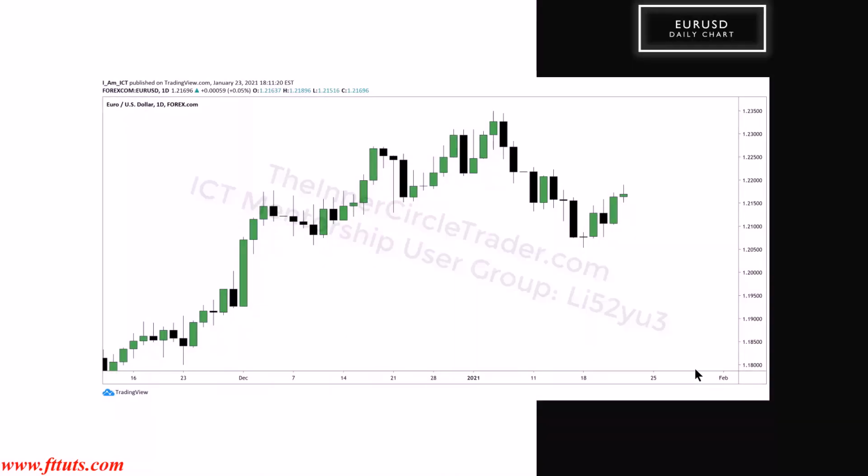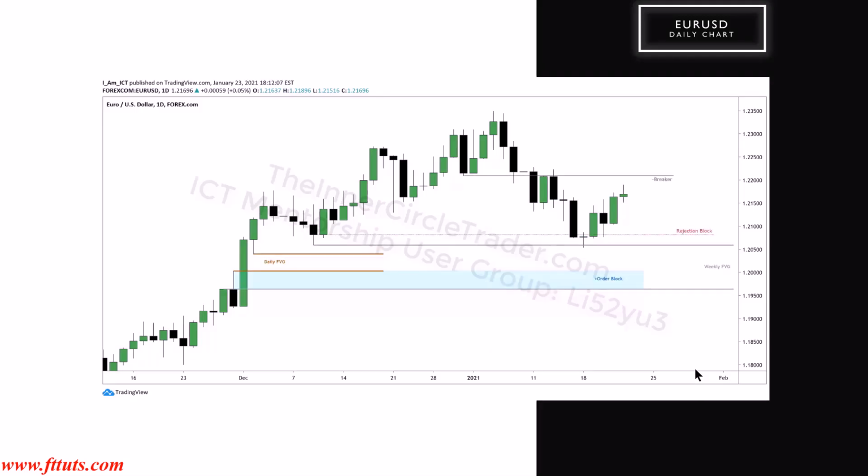All right, moving on to euro dollar. This is our daily chart. If you're not ready, pause the video. All right, so here's what we have. The euro on the daily chart, as I mentioned before, we did not want to see any movement back above this rejection block. We had that.